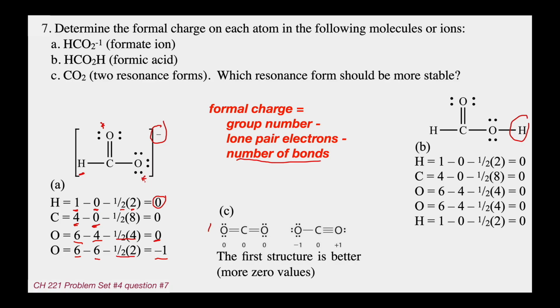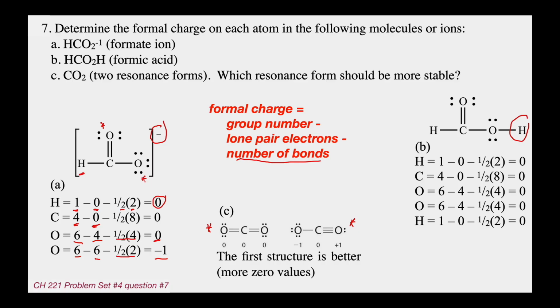The main way is this one right here, C with 2 double bonds to O. But you can also have a resonance form where there's a triple bond and a single bond, and it could be one side or the other. It's hard to say. Now, carbon, still group number 4, minus 4 bonds, regardless of which structure, and no lone pair electrons. Carbon's going to be 0 on both of them.